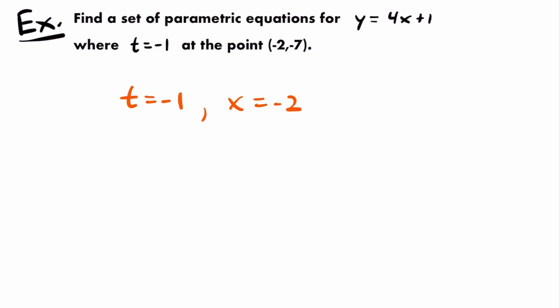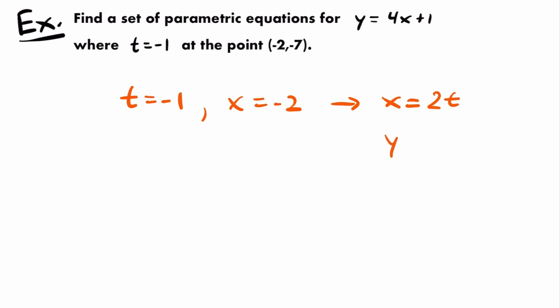So what we can say here is that x is equal to 2 times t, right? If t is -1, if you multiply that by 2, you get -2. So we can say that x is equal to 2t. When t is -1, -1 times 2 gives us -2. And so since x is equal to 2t, we can plug that in for x in this rectangular equation that we're given, and we can find the equation for y.